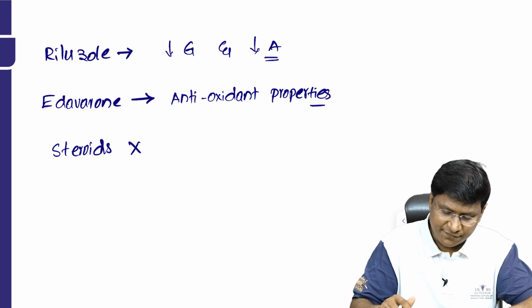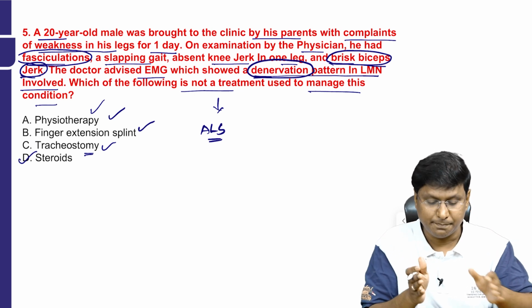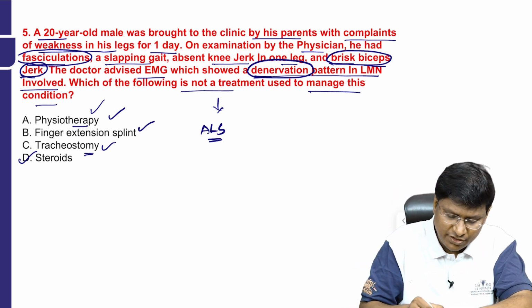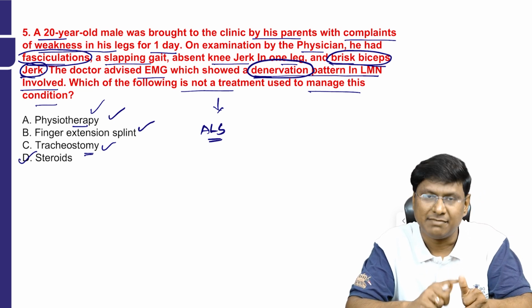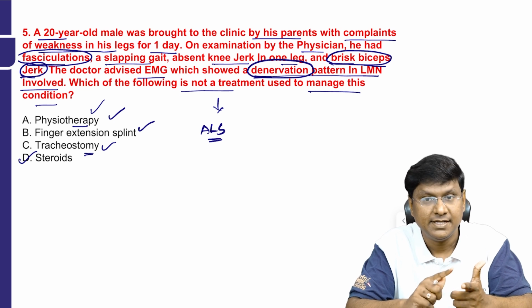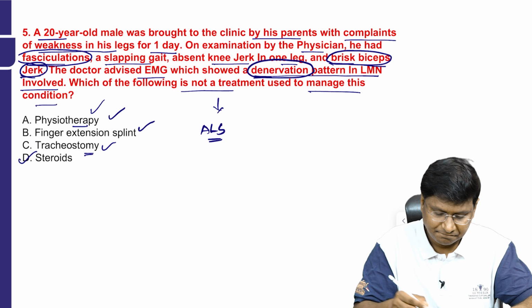Whereas physiotherapy is a very crucial part of the management of amyotrophic lateral sclerosis. Physiotherapy helps in maintaining muscle strength, maintaining flexibility, and preserving the mobility of the muscles as long as possible.